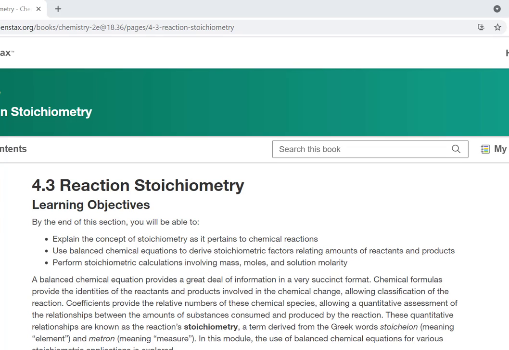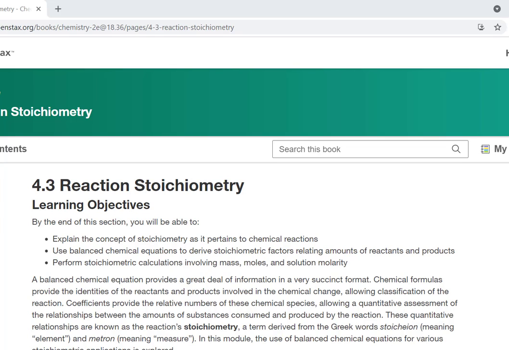So let's talk about the learning objectives, and then we can get into some discussion. Explain the concept of stoichiometry as it pertains to chemical reactions. Use balanced equations to derive stoichiometric factors relating amounts of reactants and products. And finally, perform stoichiometric calculations involving mass, moles, and solution molarity.